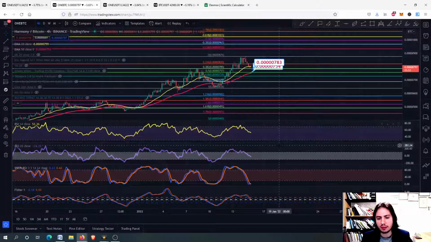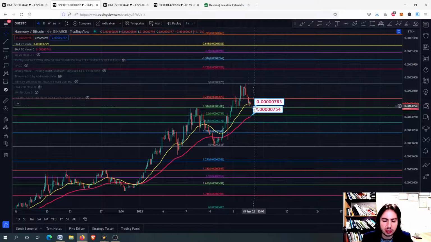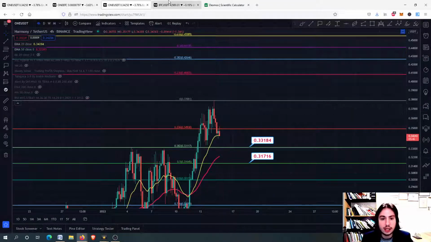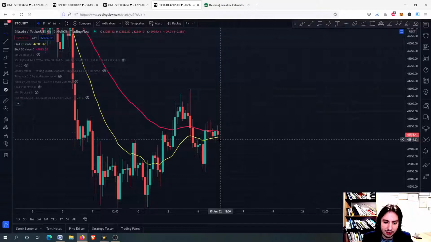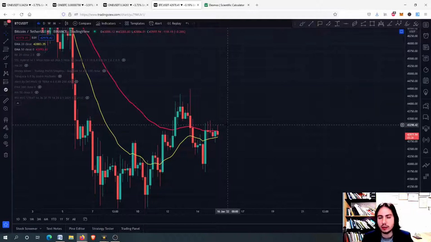However, I would prefer we keep the 20-day EMA. For the time being, we have to see how the price will react towards the oversold situation of the stochastic RSI. Of course, the Bitcoin chart right here is floating around the 20-day EMA and the 50-day EMA, and we do not know yet in which way we are going.